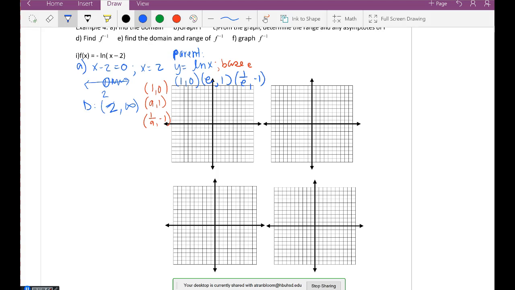Do we have an asymptote? Did we have an asymptote in exponential? What was it before? Y equals. So what do you think it is now in log? X equals. So I'm going to go down. Make this really fat so we can see this asymptote. Okay.